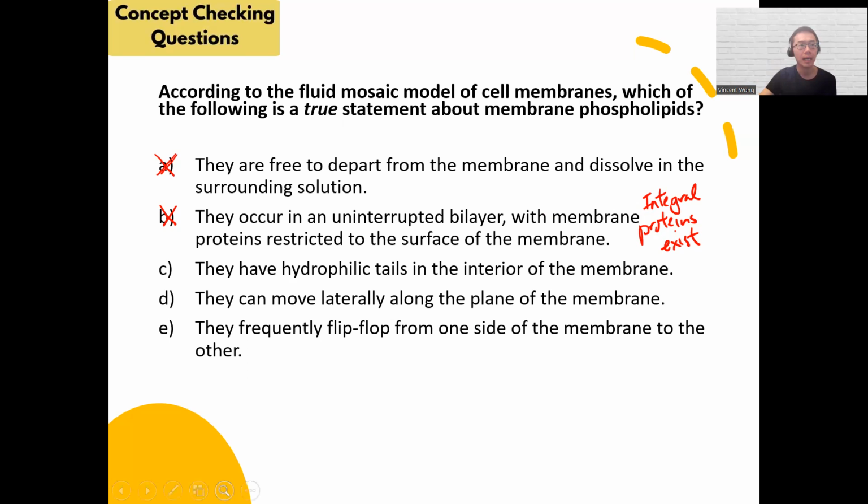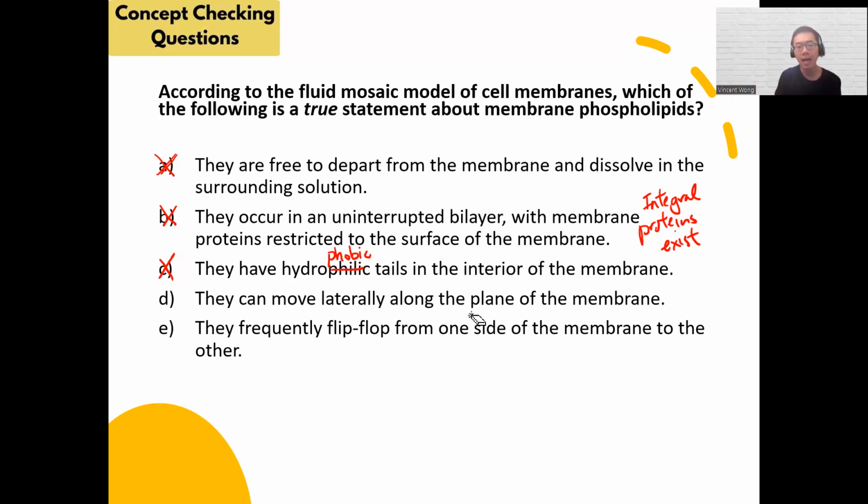Next, they have hydrophilic tails in the interior of the membrane. That's not true either. It's actually hydrophobic. The tails are oriented to the inside of the cell membrane, and the hydrophilic heads are on the outside.